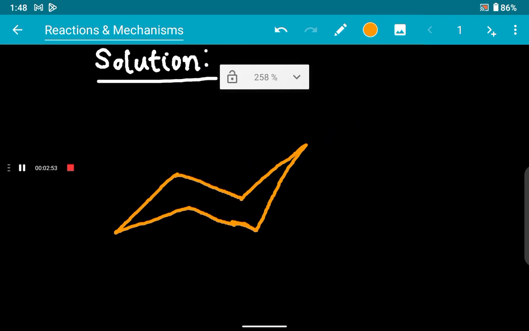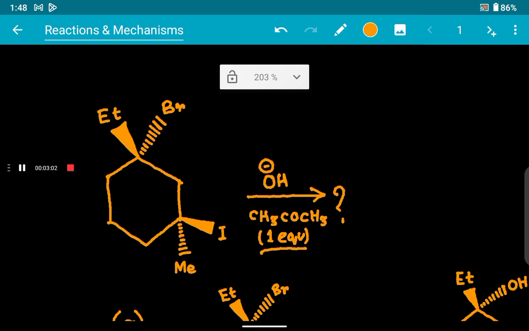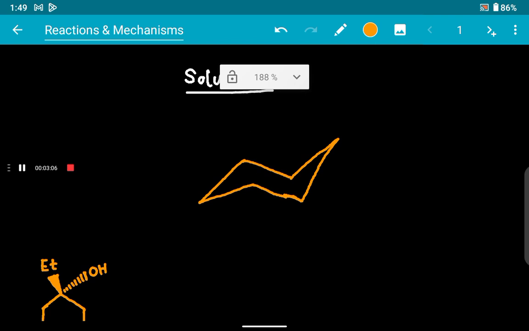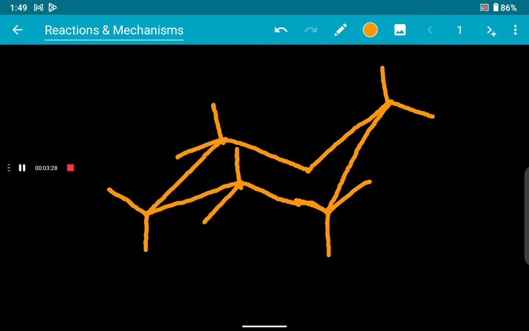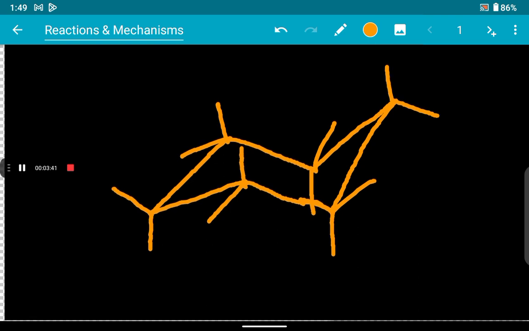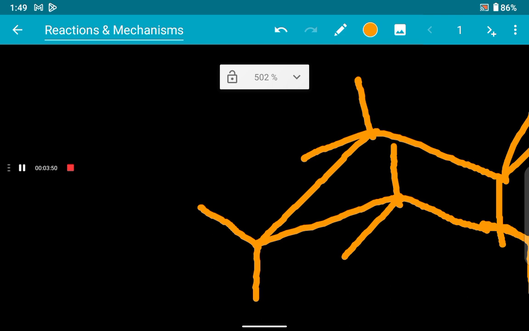And now we can show the wedge and dashes. So the funda of this problem is: which is the most bulky group in this molecule? This ethyl one. Now one thing you have to know is that in a cyclohexane molecule there are axial and equatorial bonds, right? Like this, this, or this. So these are axial and equatorial bonds. Now let me tell you one thing, that whenever a bulky group is there, the bulky group should always be in an equatorial bond. So we have to put the Et in an equatorial bond.